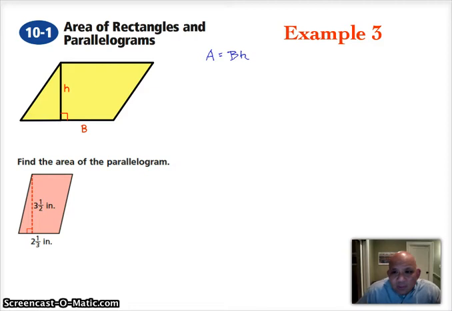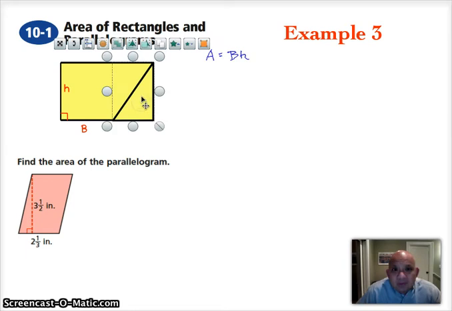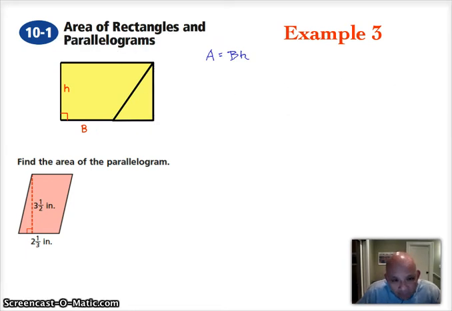How can I prove to you that works? Well, I'm going to cut this section off, which is a triangle, and then I'm going to move this section over to the other side. And what does it form? Well, it actually forms a rectangle. And we know the area of a rectangle is length times the width. Well, the length here is the base. The width here is the height. So it's actually base times height.